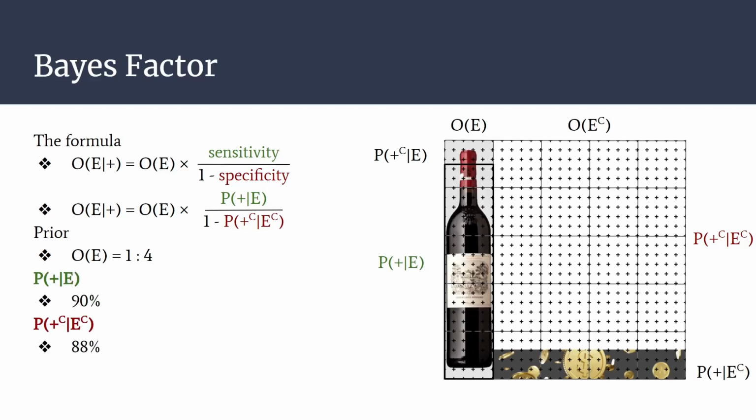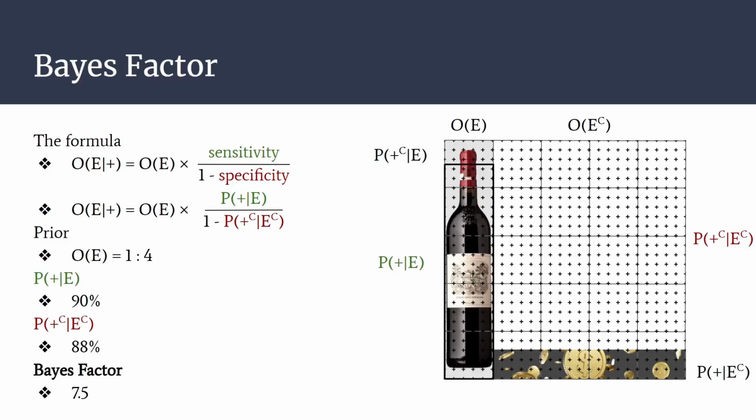Okay, when given an expensive wine, a sommelier will correctly identify it 90% of the time. This is known as the test sensitivity. When given a cheaper wine, the sommelier will correctly label it 88% of the time. This is known as the test specificity. When putting everything into our formula, we can find the test Bayes factor. And kablamo! The Bayes factor for this test is 7.5.